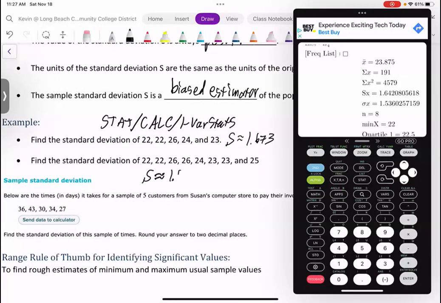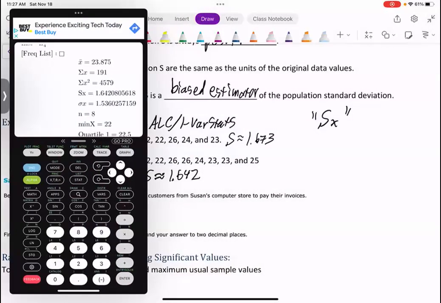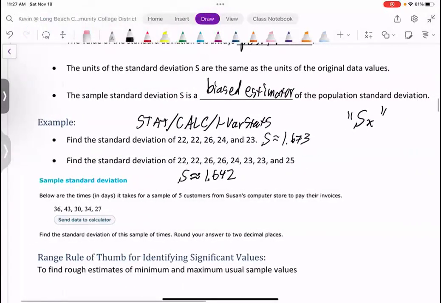SX is 1.642. So very nicely, we can find these values fairly quickly. Now, let me talk about what the standard deviation actually is.